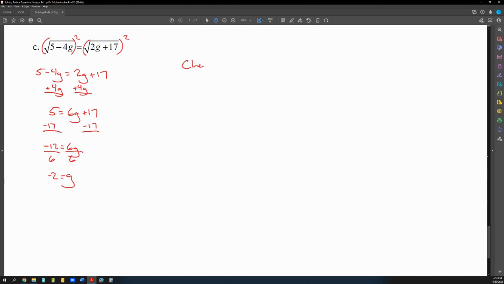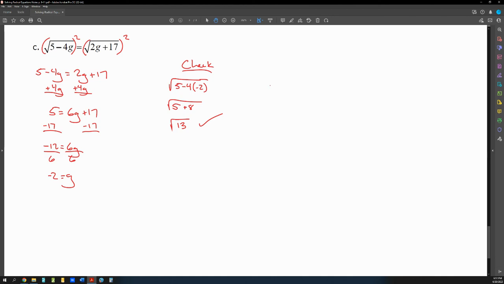We have to check in both of the radicals. So we'll do the left-hand side. We'll do the square root of 5 minus 4g. Well, g is negative 2, so we have 5 minus 4 times negative 2. Well, we have 5, and negative 4 times negative 2 is positive 8. So we have 5 plus 8, which is equal to 13, which is positive. So that radical checks out.